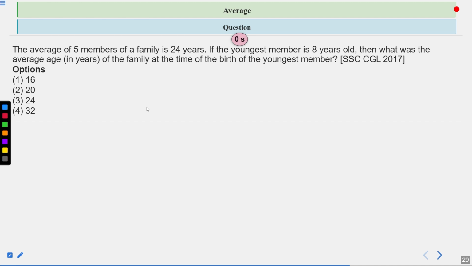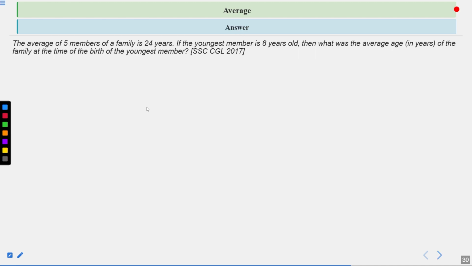Now time's up. Let's see the solution of this question. The question says that the average age of 5 members of a family is 24. So we can calculate the total age of the 5 members: 5 into 24, which becomes 120. Now the question asks, if the youngest member is 8 years old, what was the average age of the family at the time of the birth of the youngest member? So we can subtract 8 from every member's age, and we get our average. So the correct answer of this question is the second, which is 20 years.